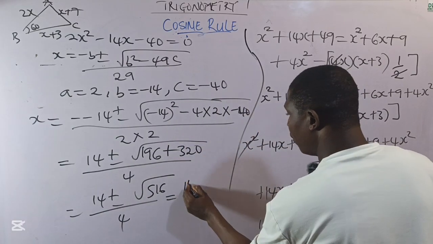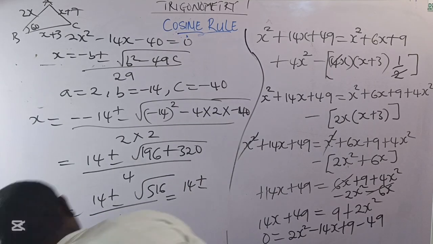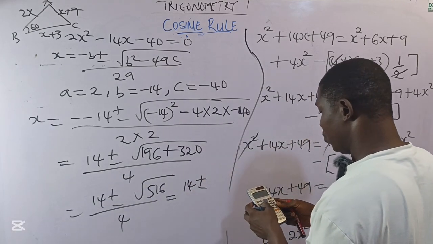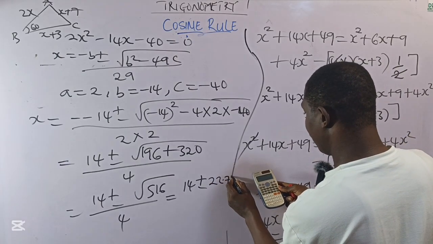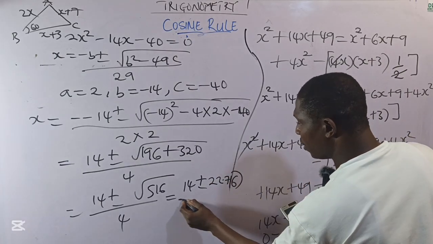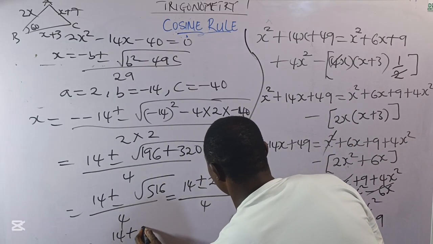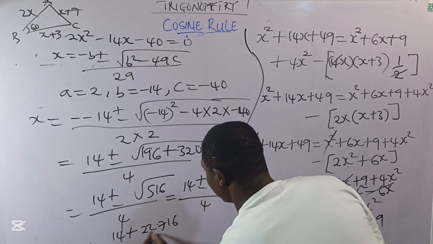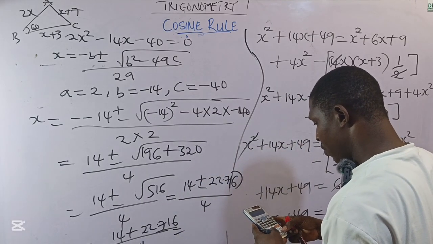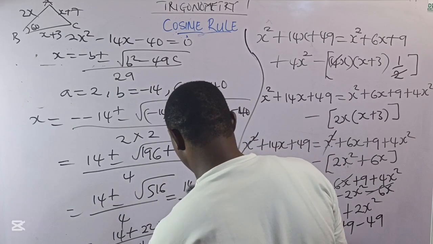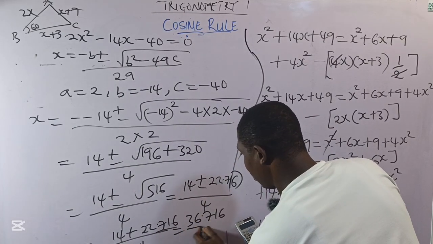And this will give me 14 plus or minus the square root of this value, giving me 22.716, all over what? 4. So I'll have two values. I'll have 14 plus 22.716, all over what? 4, which will give me plus 14, giving me 36.716, all over what? 4.